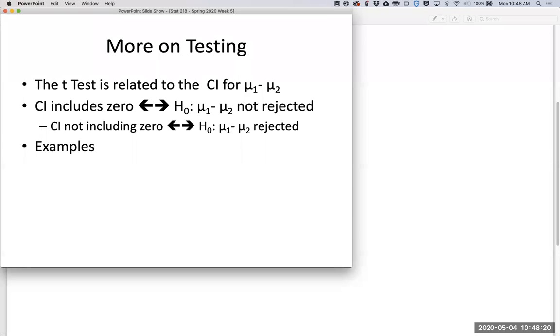Again, if the confidence interval for the difference includes 0, then 0 as the difference of population means is not out of line. The two population means might be the same. However, if the confidence interval does not include 0, then I have a reason to think that the two population means are, in fact, different.